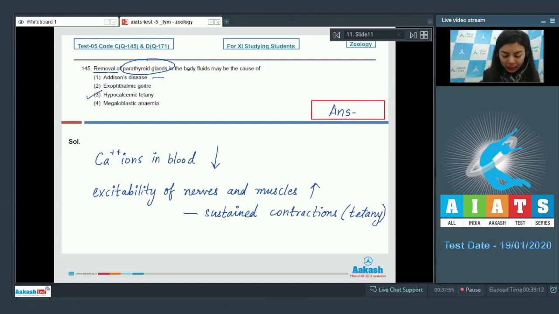Whereas Addison's disease is due to the removal of cortex of adrenal gland, resulting in deficiency of mineralocorticoids or glucocorticoids in the body. Exophthalmic goiter is related to hyperthyroidism, when there are excess levels of thyroid hormones in the body. Megaloblastic anemia is a nutritional disorder, and it's due to deficiency of B12 vitamin, also known as folate. So the right answer is option number 3, hypocalcemic tetany.